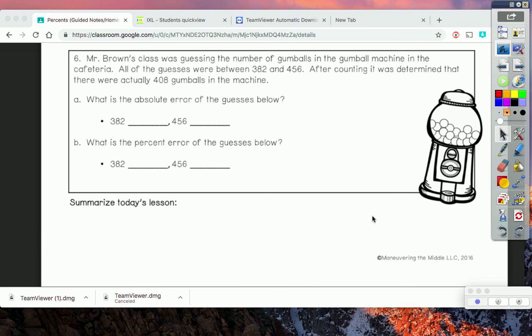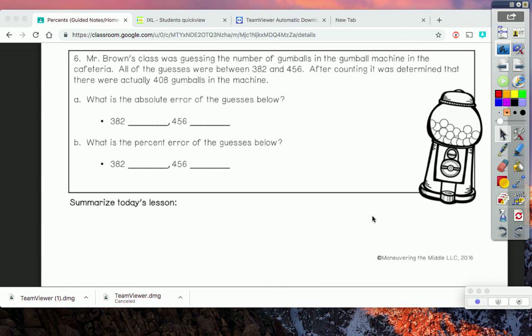Mr. Brown's class was guessing the number of gumballs in the gumball machine in the cafeteria. All of the guesses were between 382 and 456. After counting, it was determined that there were actually 408 gumballs in the machine. Our question is asking, what is the absolute error of the guesses below? They give us 2 guesses, and we are to find the absolute error.